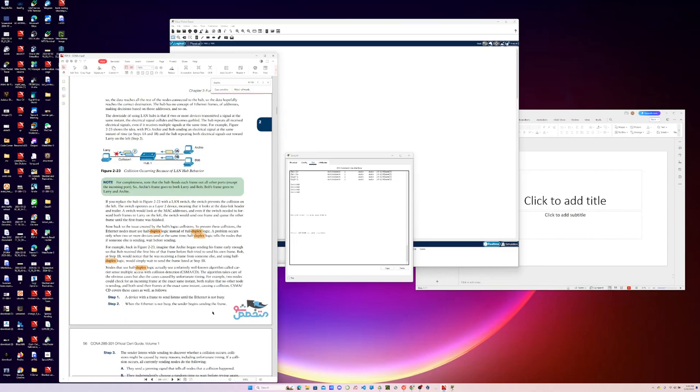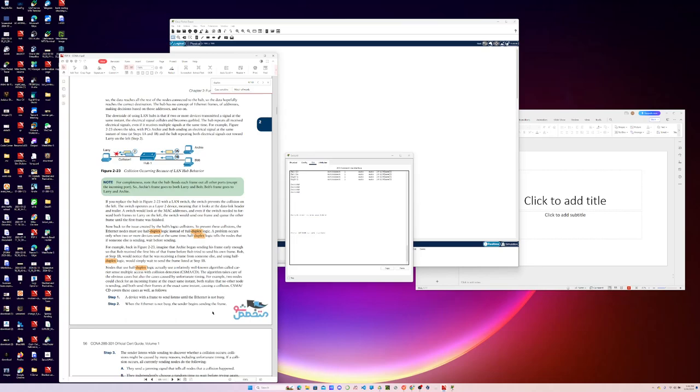Nodes that use half-duplex logic actually use a relatively well-known algorithm called carrier sense multiple access with collision detection, CSMA/CD. The algorithm takes care of the obvious cases, but also the cases caused by unfortunate timing. For example, two nodes could check for an incoming frame at the exact same time, both realize that no other node is sending, and both send their frames at the exact same instant, causing a collision. CSMA/CD covers these cases as well, as follows.